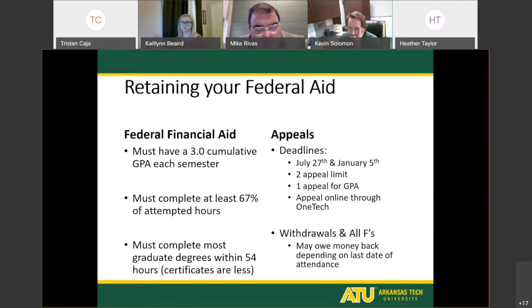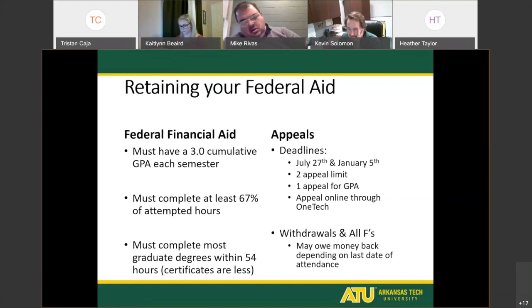Also, you have to complete most grad degrees within 54 attempted hours. Certain certificates, the graduate certificates, are a little bit less, and they're based on the certificate. So if you're going for a graduate certificate, you're more than welcome to contact me after this by email or calling, and I can look up and let you know how many hours you have for that certificate. So if you don't meet these requirements, you can appeal.